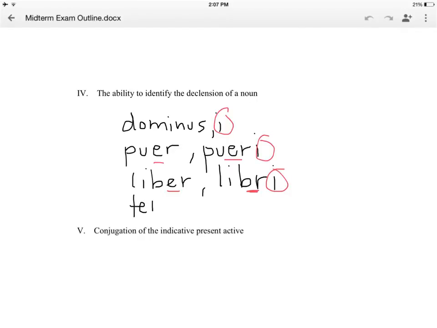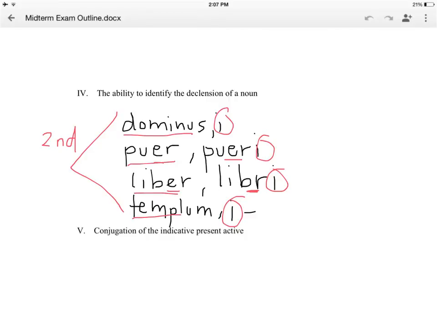And then finally, you have templum, templi, which again has an I in the genitive form. So that's how you identify the declension of a noun, by the genitive ending. Second declension has a lot more variety than the first declension, but it's no more difficult to identify it. Don't ever look at the nominative. It doesn't tell you the information that you need to know. It's all about the genitive.